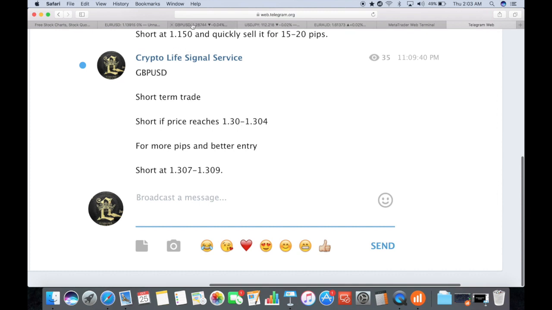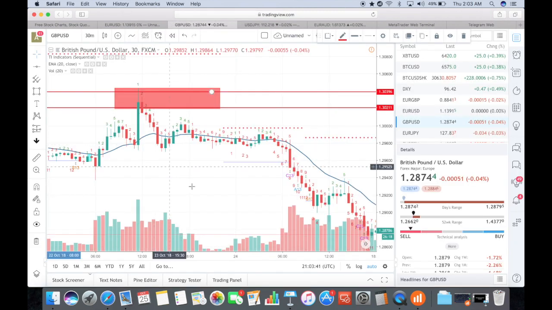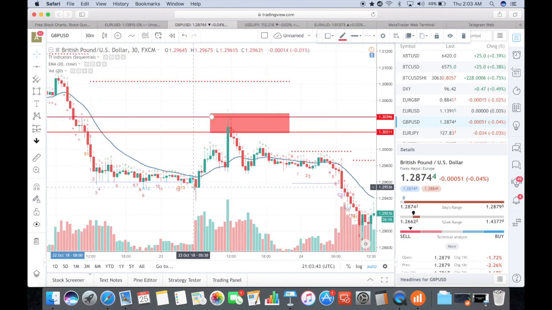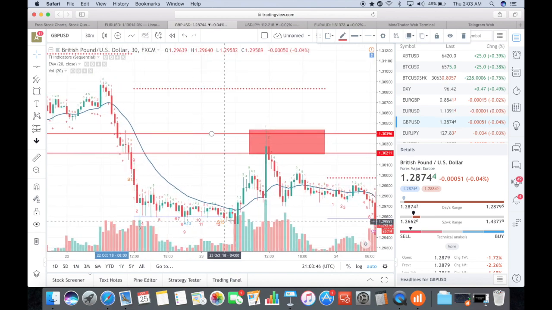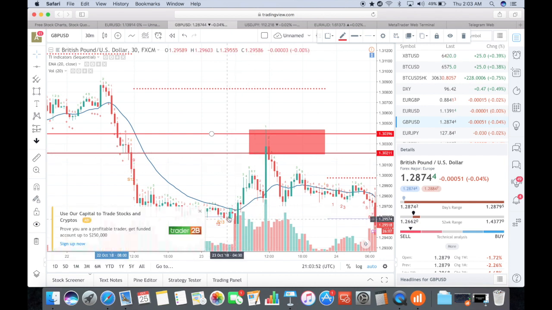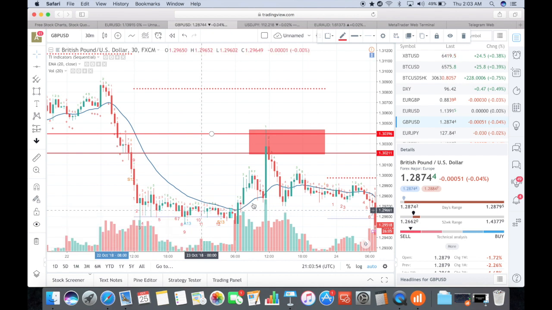So let me show you the chart. I marked the time at which I gave out the signal with this blue area. This was the signal at this time, around 5:30 UTC time: short if the pound reaches the 1.30 to 1.304 area. And it was based on this supply level.